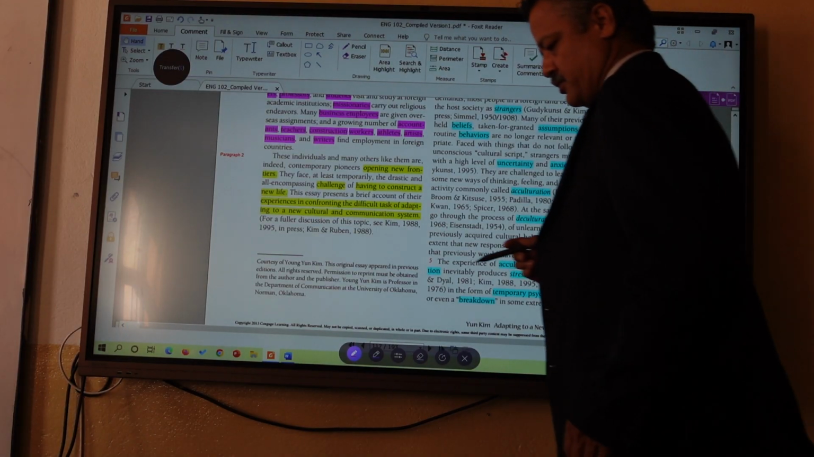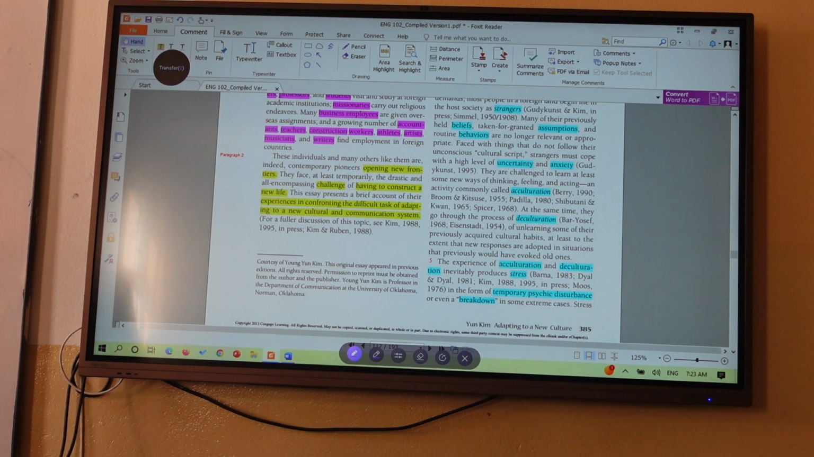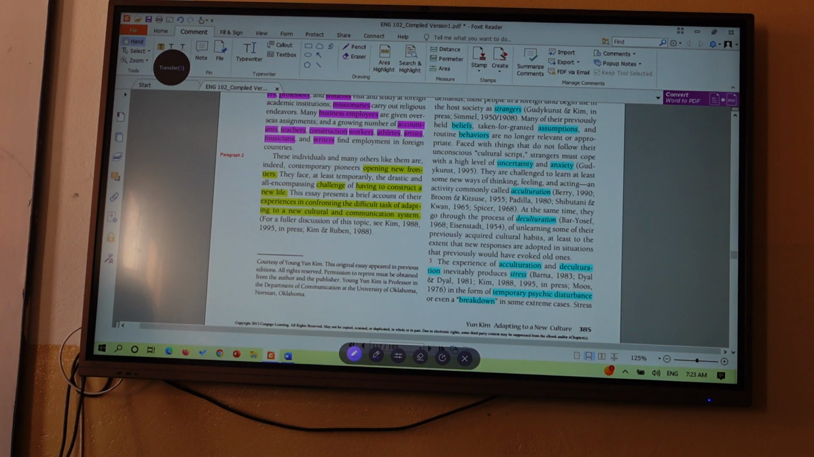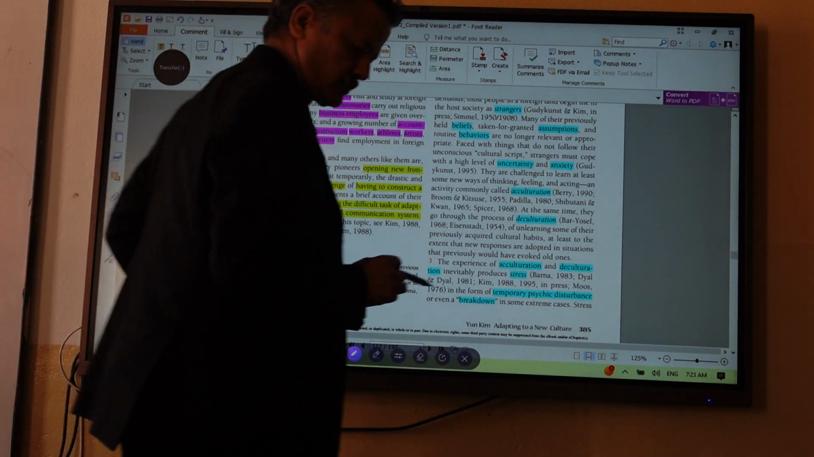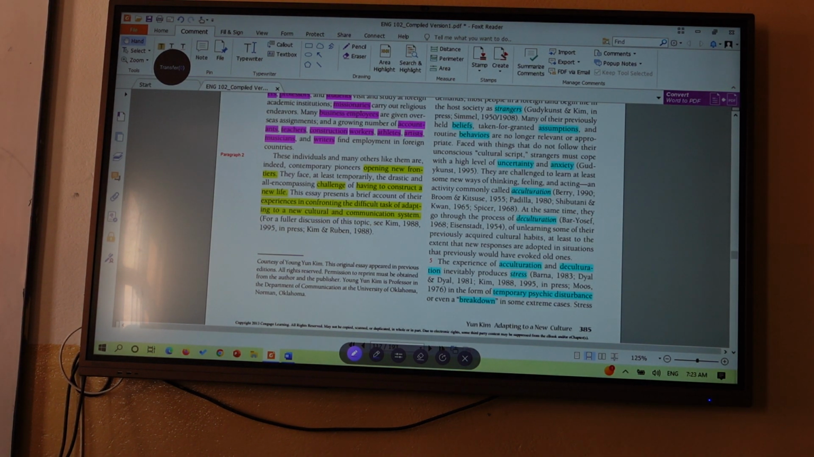Look, many of you could not. What is the main idea? Construct a new life challenge. Life challenge, okay. What is the main idea? You could not figure out. I see that. Could you figure out the main idea? Difficult task of adapting to a new culture. Yeah, reading still. Challenges. Adapting to new culture. How difficult it is to adapt to the new culture. Okay.